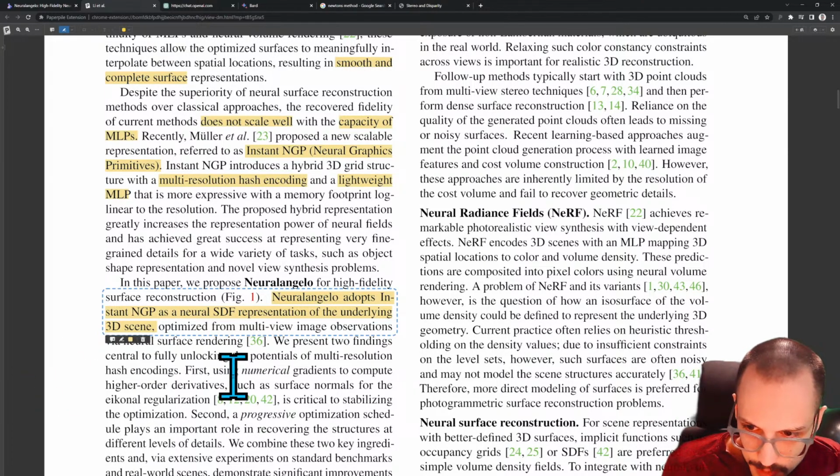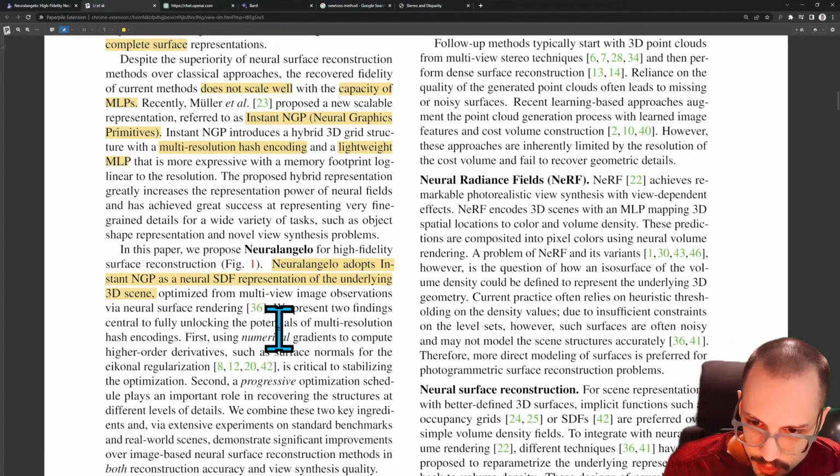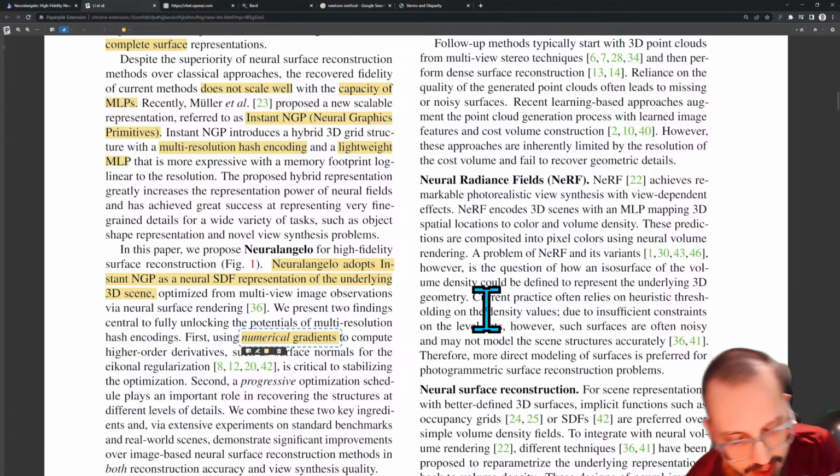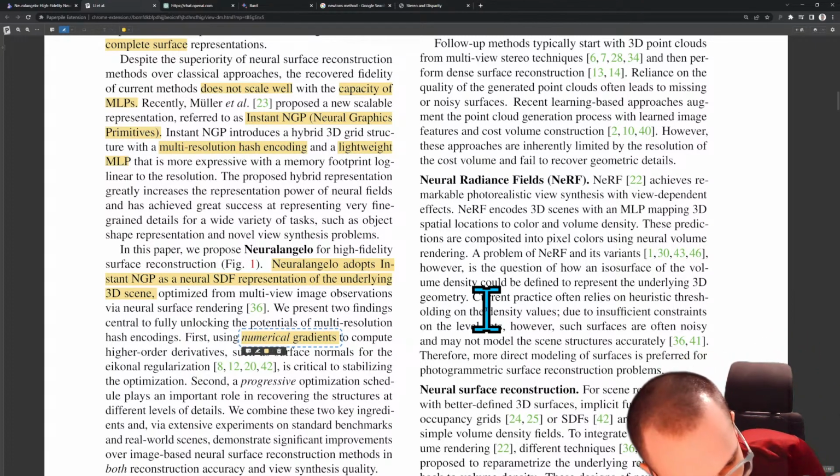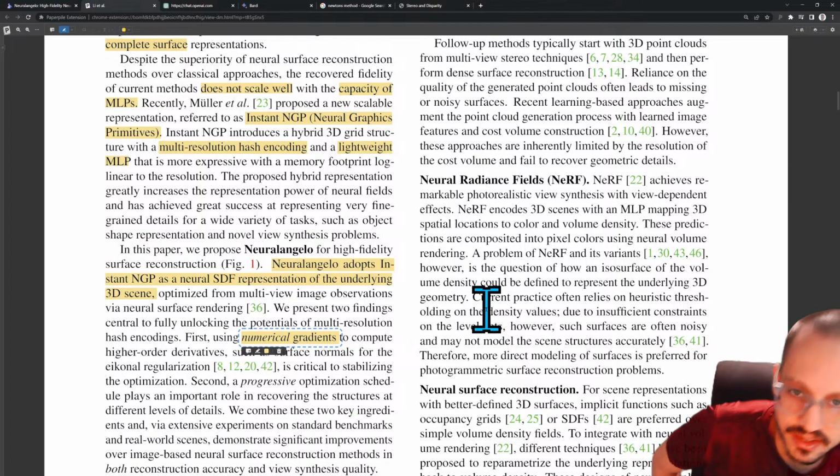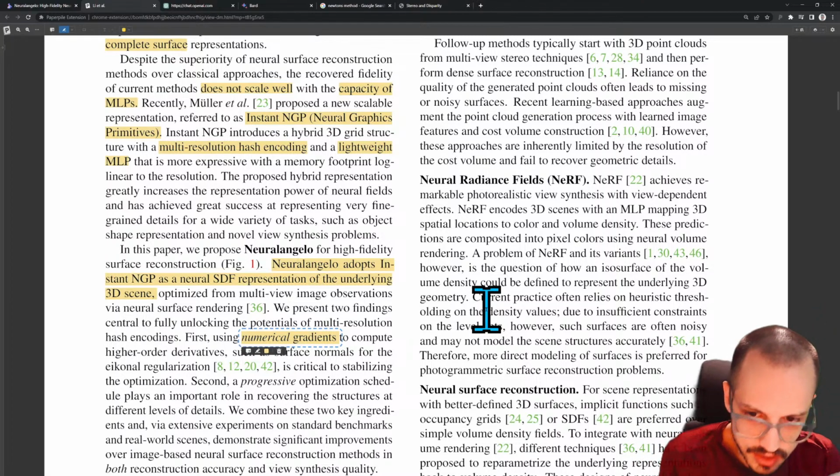optimized from multi-view image observations via neural surface rendering. We present 2 findings central to unlocking the potentials of multi-resolution hash encodings. First, using numerical gradients to compute higher order derivatives. So, right, this idea of rather than using analytic gradients and actually computing the derivatives, you basically just get these approximations of the gradients by using numerical methods.